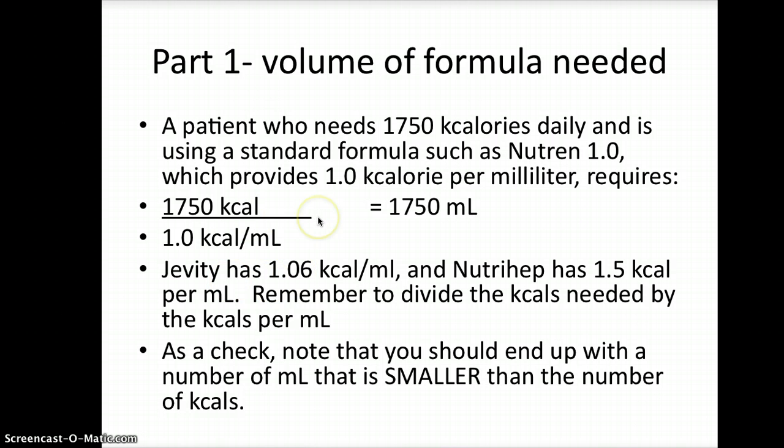Okay? So for my formula, which is 1 calorie per milliliter, I would take the calories required by the patient, 1,750, and divide by the 1 calorie per milliliter. You would divide by 1.06 calories per milliliter right here. My answer comes out to be 1,750 milliliters required to deliver 1,750 calories. Makes sense, 1 calorie per milliliter. You're going to get a number that's less than this.